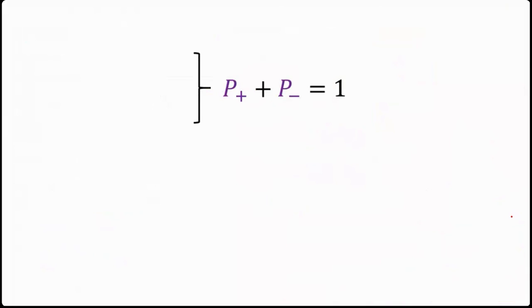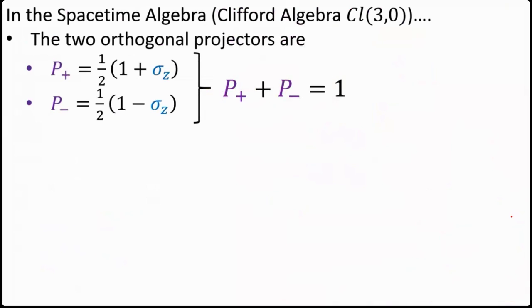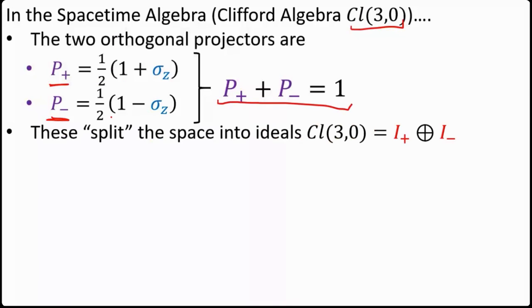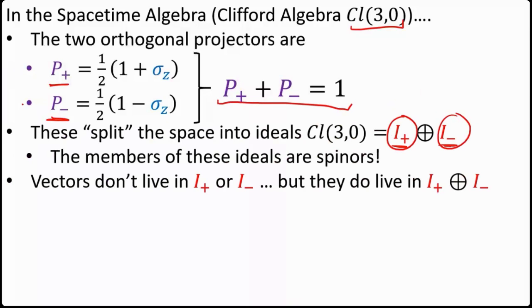Yeah, okay. So clearly I was trying to say something here. Basically in our spacetime algebra CL30, these are our important two orthogonal projectors, P plus and P minus. And they split CL30 into two ideals, I plus and I minus. And I'm saying spinors are elements of ideals. So the things that live in I plus and I minus are spinors.